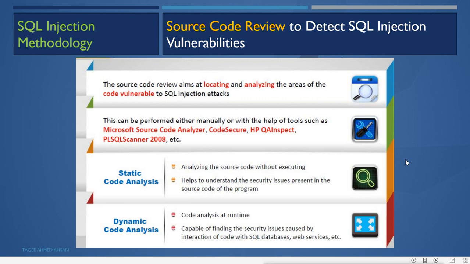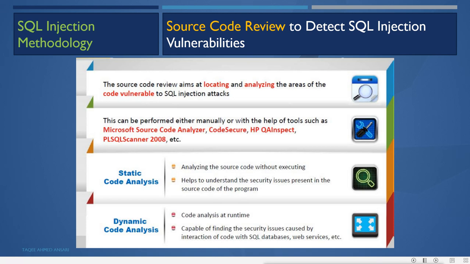Then source code review to detect SQL injection vulnerabilities. The source code review aims at locating and analyzing the areas of the code vulnerable to SQL injection attack. This can be performed either manually or with the help of tools such as Microsoft Source Code Analyzer, Code Secure, HP QA Inspect, PLSQL Scanner 2008, etc. So by just checking the source code of the pages which we see on the browser, we try to find the SQL injection vulnerability or some of the query information.